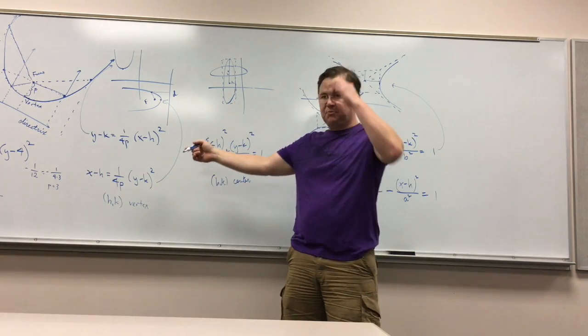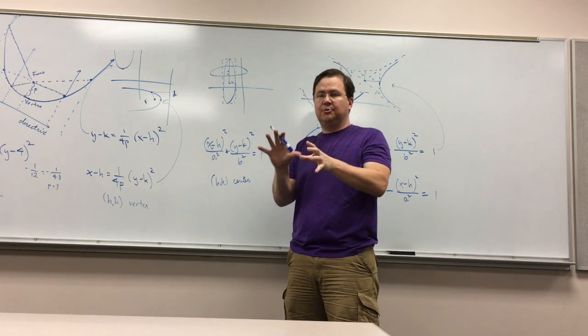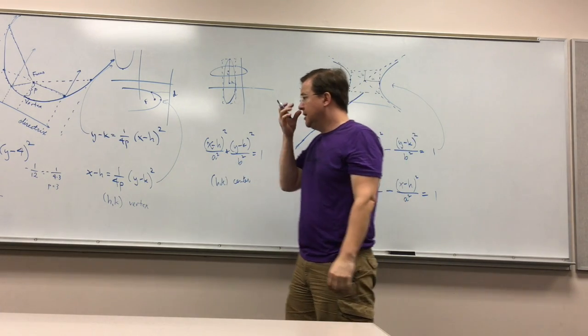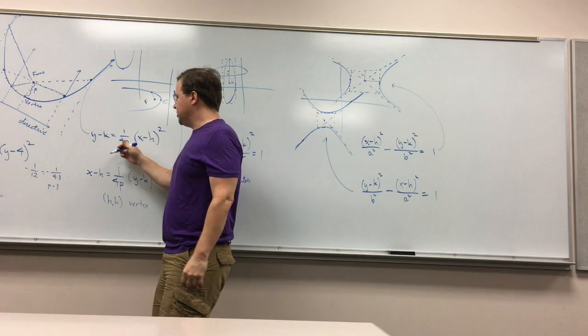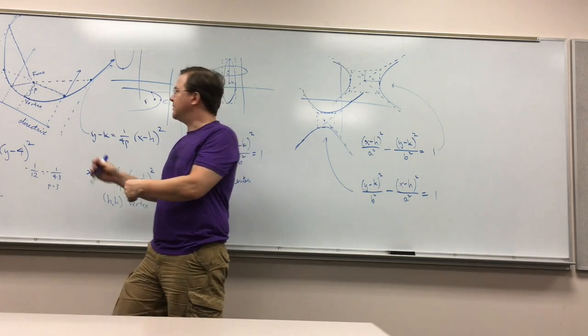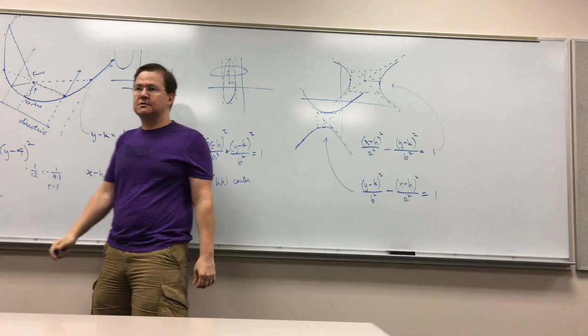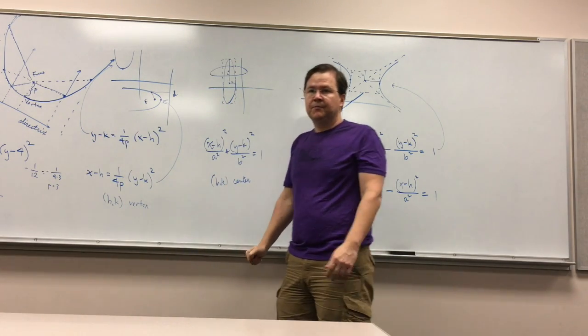So knowing that distance P is going to help you come up with the picture. It's going to help you identify where the focus and directrix are. If I give you the equation, you can see what P is, but from that you have to be able to come up with the coordinates of the focus and the directrix, as well as the picture itself.